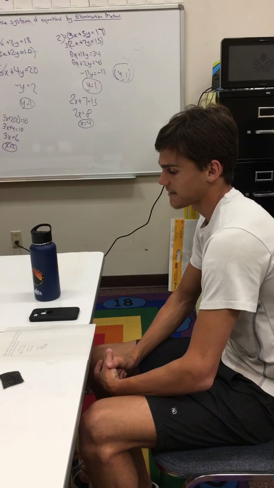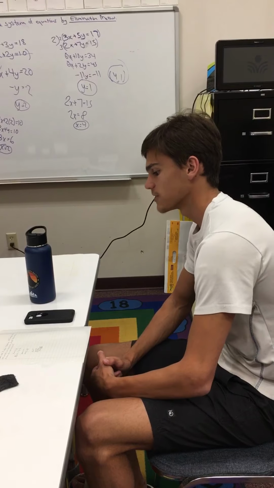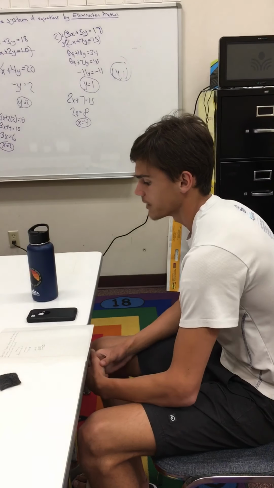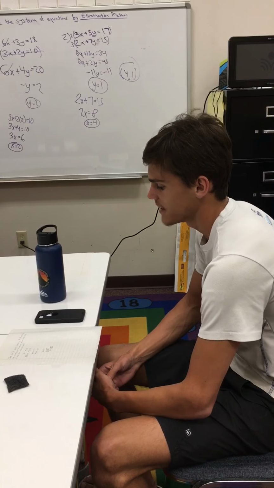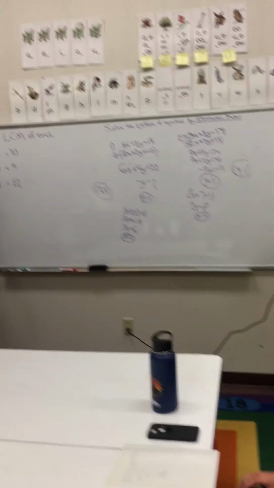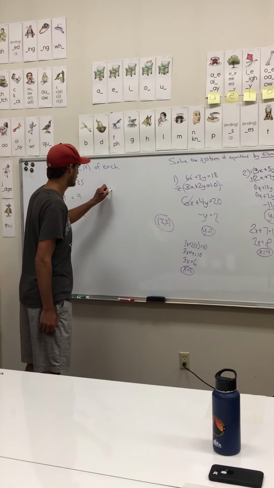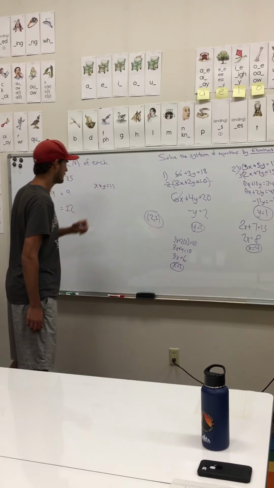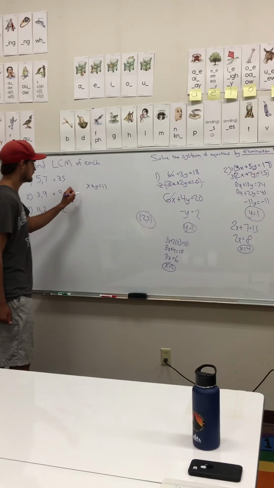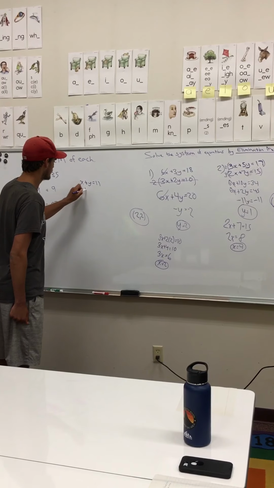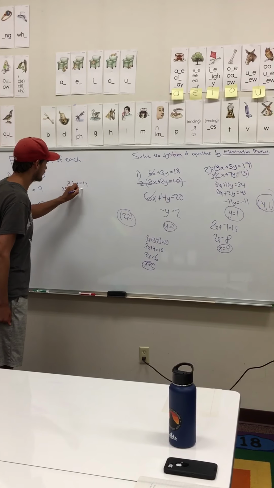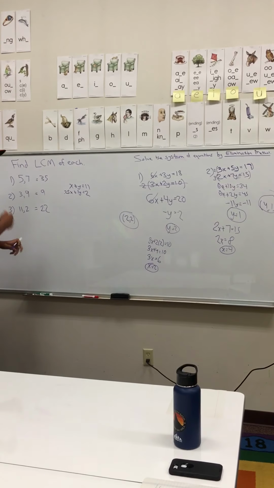So Jose has 11 coins totaling $2. Some coins are quarters and some are dimes. How many of each coin does he have? All right, so what was your system of equations you made? First equation is x plus y equals 11. The second equation is 0.25x plus 0.1y equals 2. Good. All right, so what did you do first?